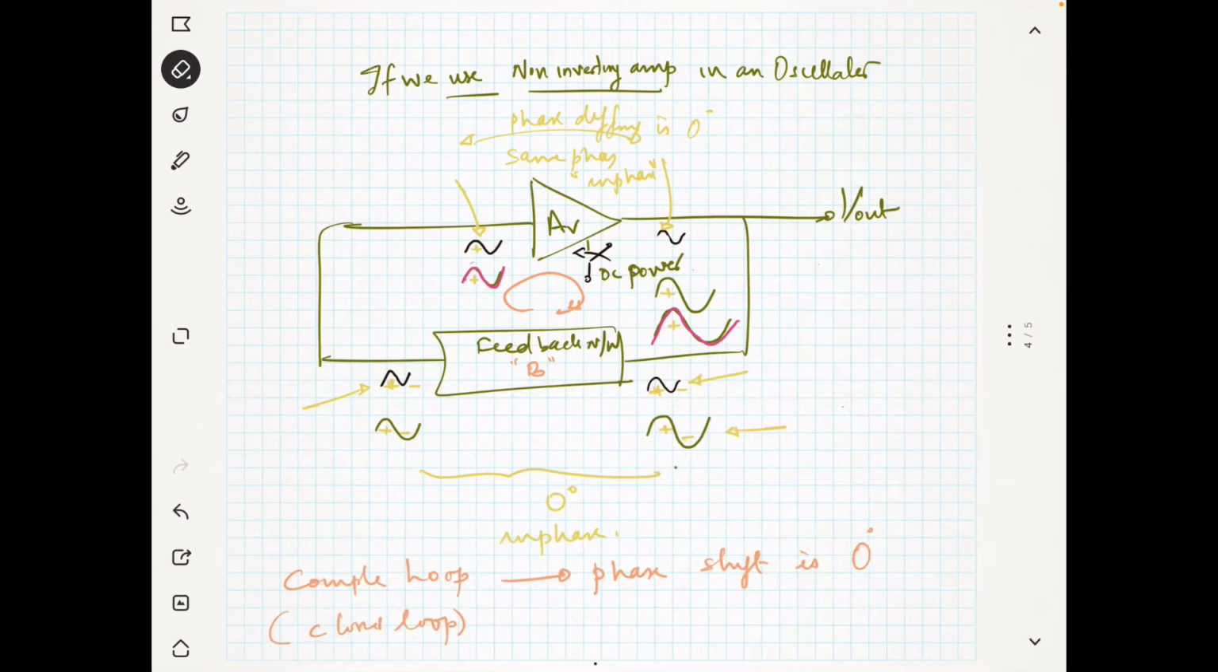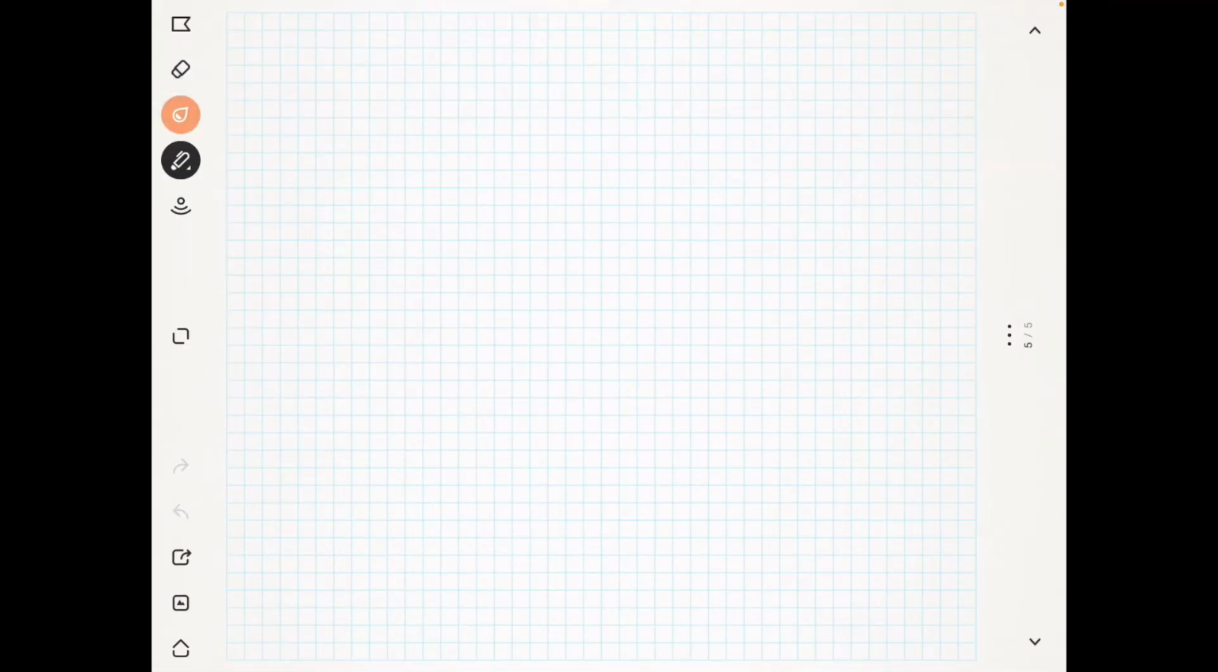So you need the total phase shift as 0 degrees, or I can say it should be 360 degrees, or multiples of 360 degrees. So the total phase shift should be 0 degrees. What I am saying is that if I am using a non-inverting amplifier, then the phase shift should be 0 degrees or 360 degrees.